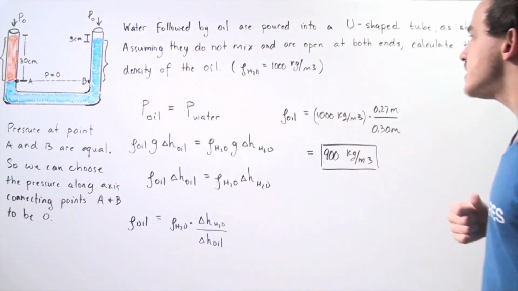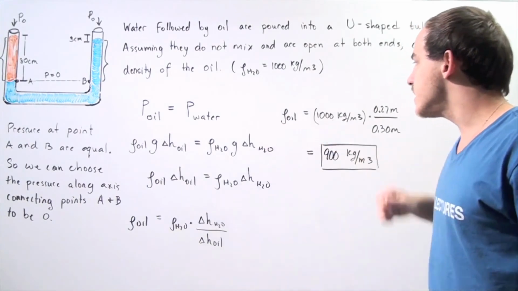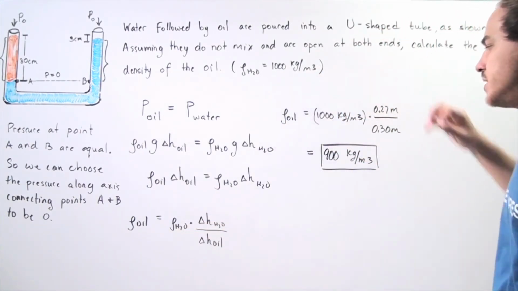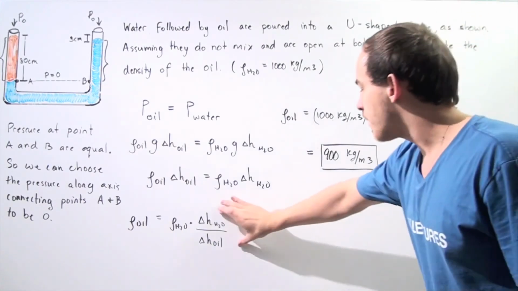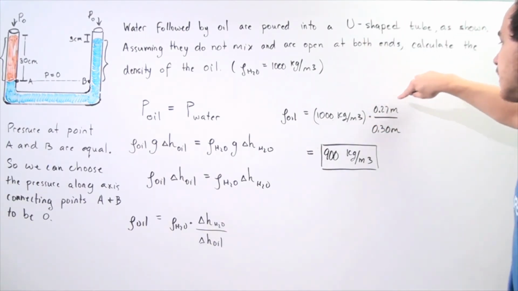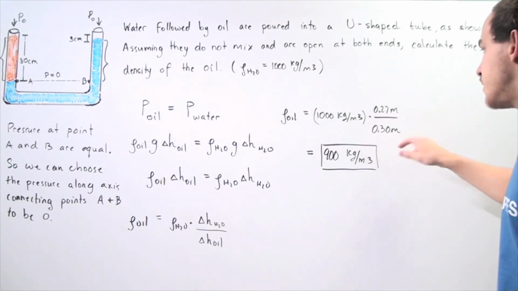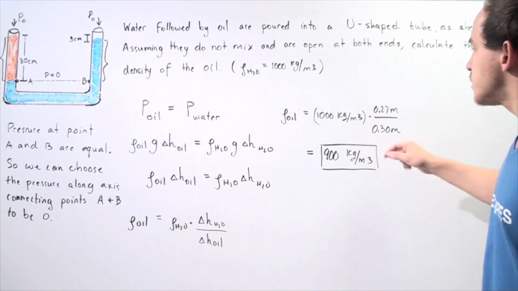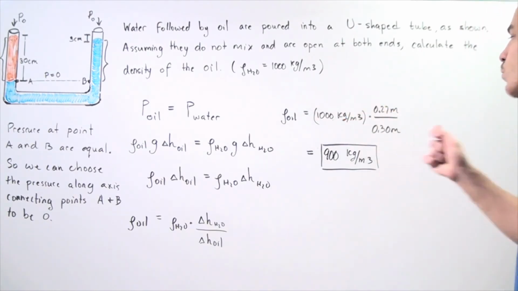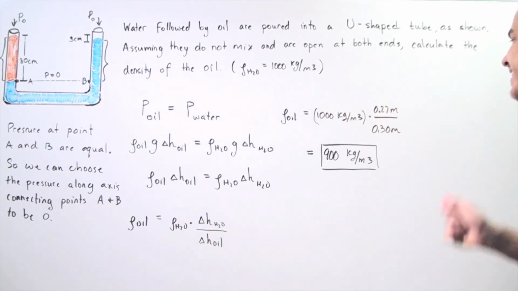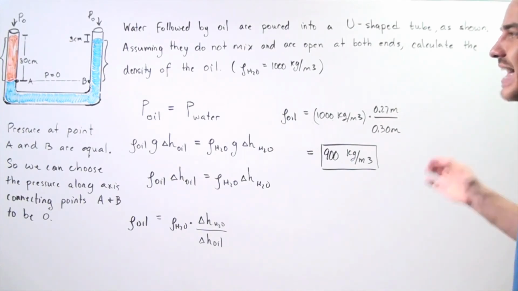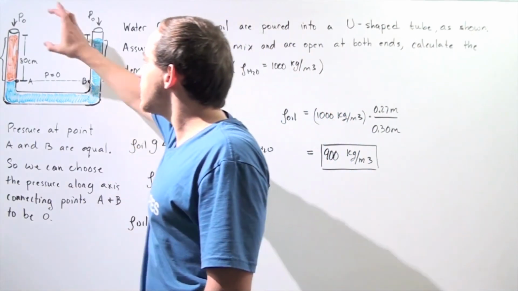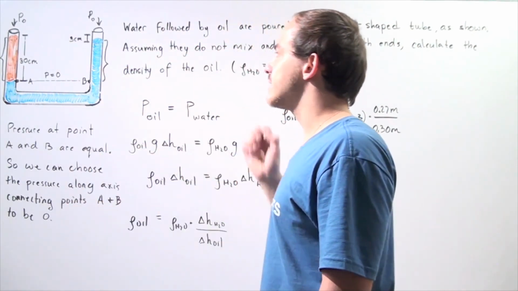So let's actually solve for our density. The density of oil is equal to the density of water, 1,000 kilograms per meter cubed, multiplied by our fraction. So 0.27 meters divided by 0.3 meters. This fraction becomes 27 divided by 30 multiplied by 1,000, and we get 900 kilograms per meter cubed is the density of oil, which makes sense because we said the density of oil should be less than the density of water.